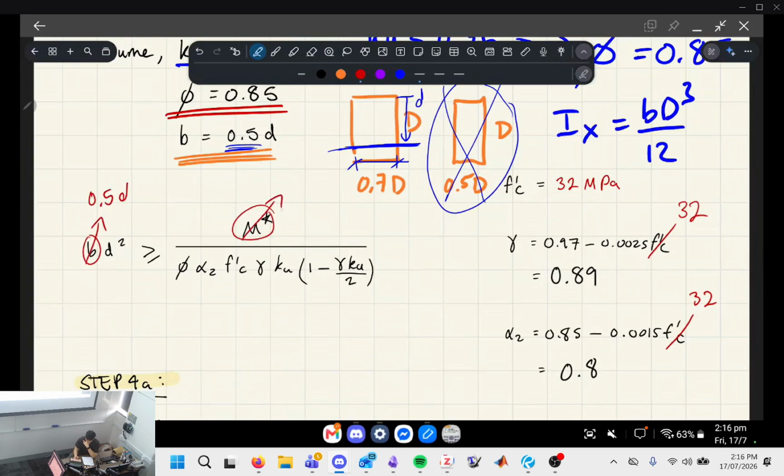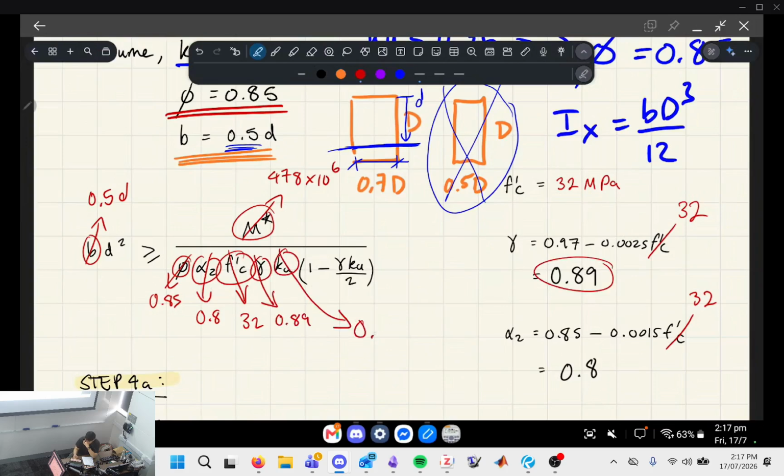We're going to replace this with the bending moment, which we calculated earlier, and we're going to multiply it by 10 to the 6, and that's going to convert it to Newton millimeters. The phi factor is going to be 0.85. The alpha 2 value is going to be 0.8. f'c is going to be 32. Gamma is going to be 0.89. Ku is going to be 0.25. Gamma Ku is going to be 0.89 multiplied by 0.25.